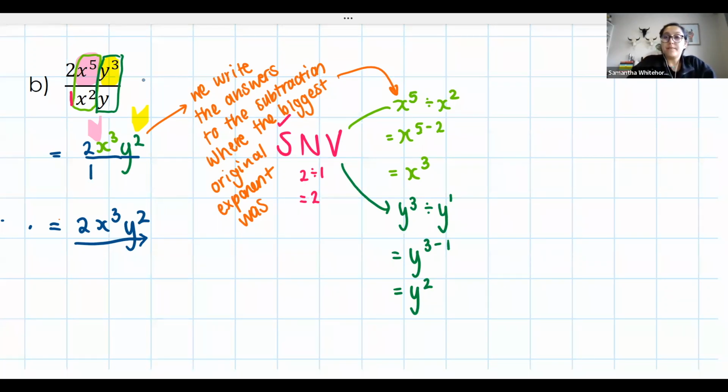Right, so guys, SNV applies for division as well. Just because it applies for multiplication doesn't mean we can't apply it for division. Multiplication and division go hand in hand. And what we need to remember is that we write down our answers to the exponent subtraction wherever the biggest original exponent sat. So if x's biggest exponent was originally in the numerator, that's where I write my leftovers. If it was originally in the denominator, that's where I write my leftovers. It's very important that we are putting our values, or our leftovers, or our answers, whatever you want to think of it as, in the correct position within the fraction.